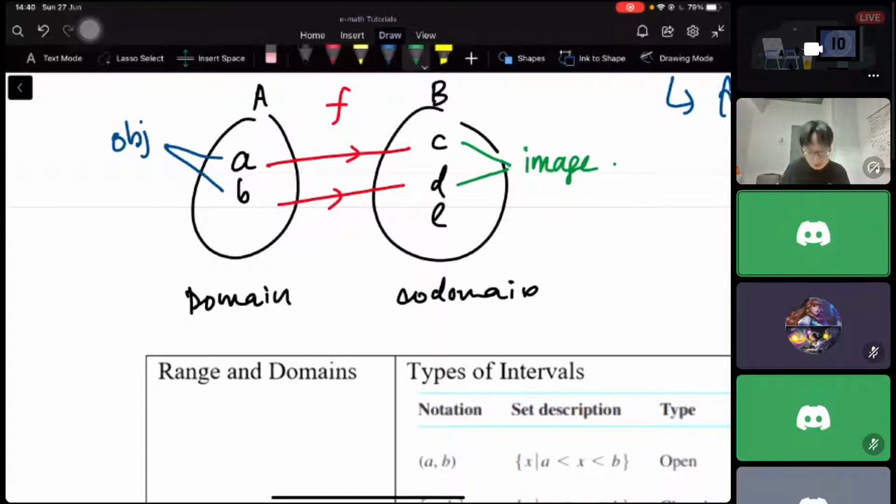And then what is your range? Your range is whatever thing in your codomain that has an object. Okay, basically just a revision for your range and domain.